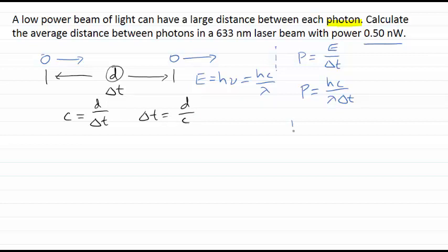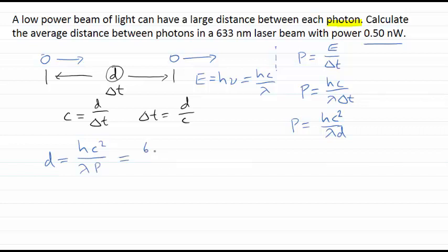So we could write down now that our power here will be this hc divided by lambda divided by delta t, but delta t is d over c, so it will be multiplied by c. That'll give us a c squared on top, and then a d on the bottom there. And what we're really after here, we know all these quantities except for the distance between these photons. Let's rearrange that expression here to say that the distance between the photons must be Planck's constant times c squared divided by the wavelength multiplied by the power. And we have values for all of these.